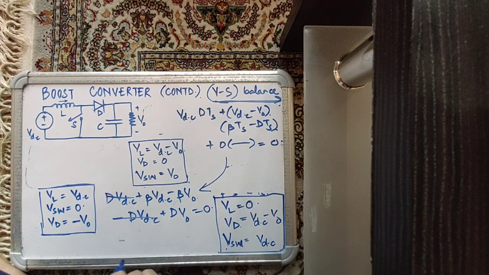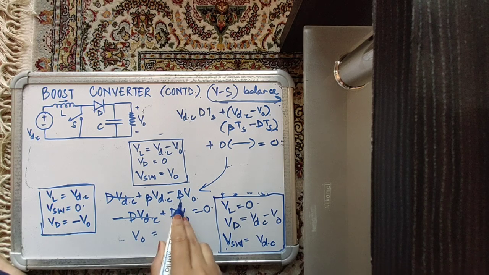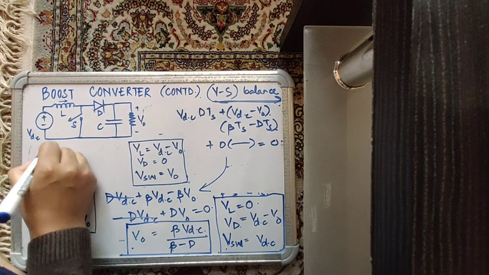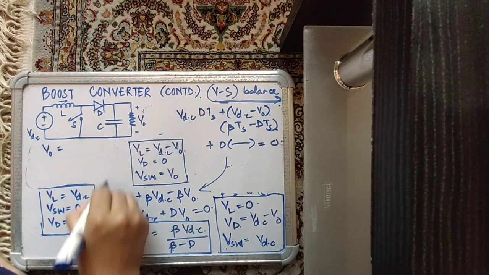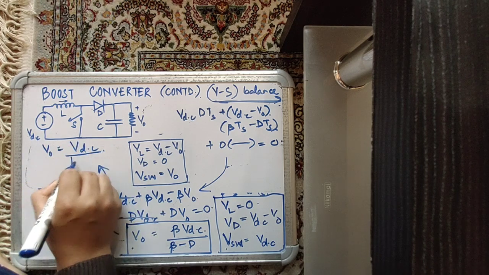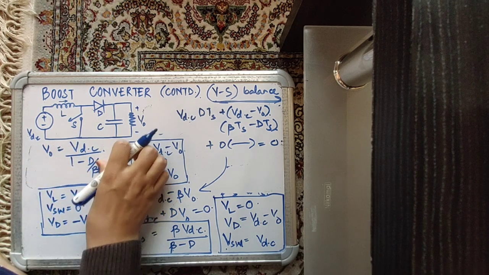So D VDC cancels, and V0 is equal to beta times VDC upon beta minus D. So this is your equation, right? I want to manipulate it a bit. I can write it as V0 is equal to VDC upon 1 minus D upon beta.